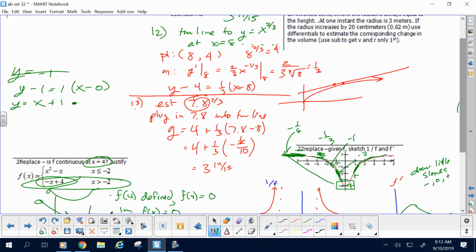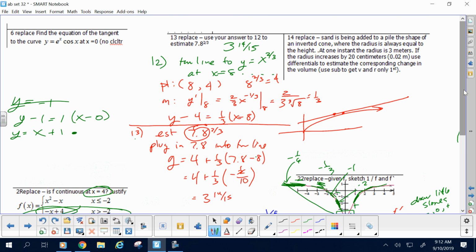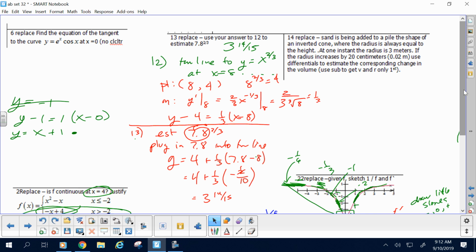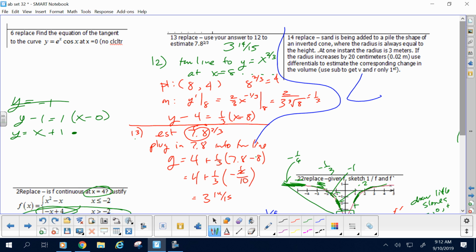Okay, how about this sand pile one? How'd that go? Good or not so good, or I don't know, let's go over it. Okie dokie. All right, sand is being added to a pile in an inverted cone. So it looks like that. The radius is always equal to the height. I'm just going to record my givens here. At one instant, the radius is 3 meters. If the radius increases by 20 centimeters, obviously that would change the volume. Use differentials to estimate the corresponding change in volume.